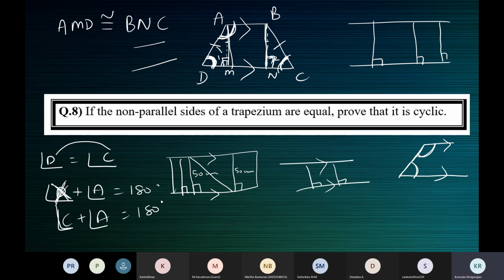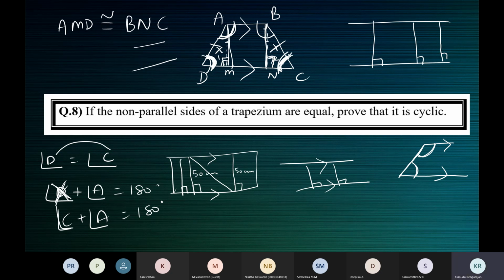So prove that these two triangles are congruent to each other. CPCTC, angle D is equal to angle C. So till there it should be easy. Then somehow get 180 degrees. You can also say that angle C plus angle B is 180.